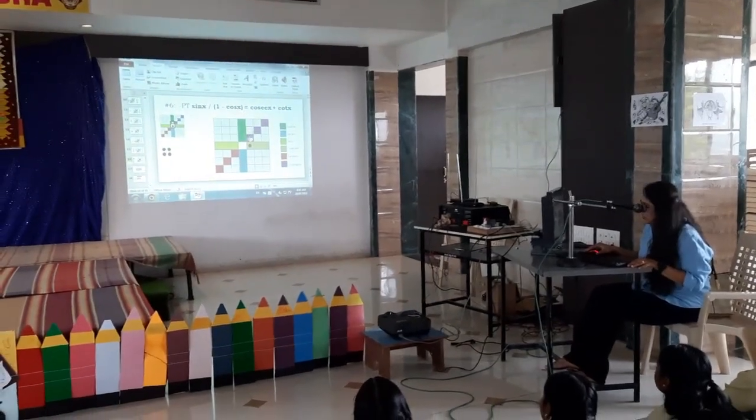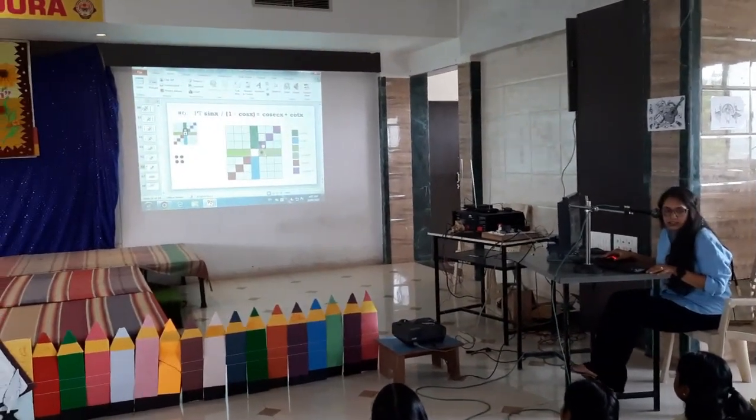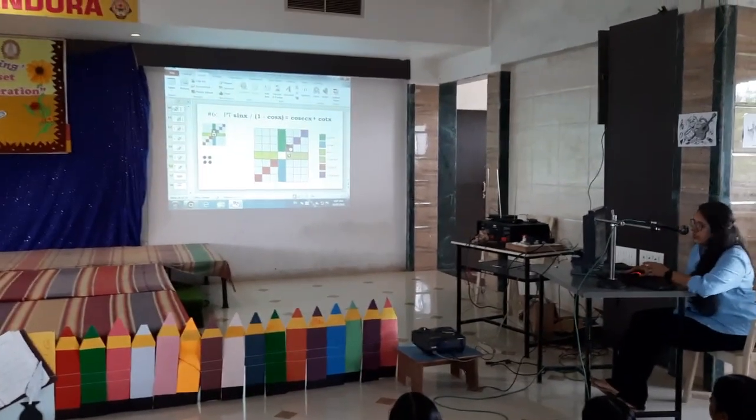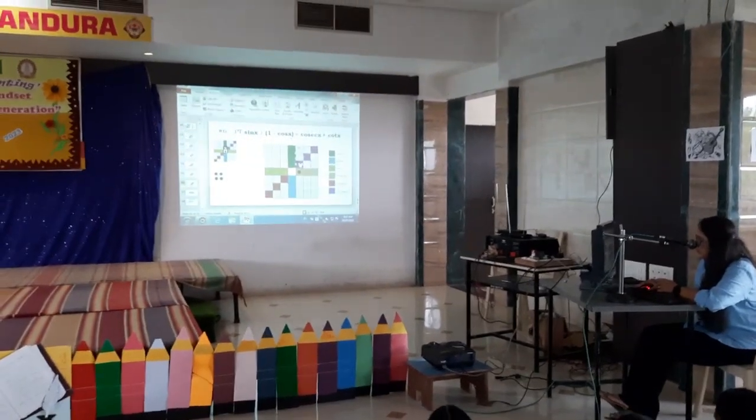So our answer is cosecant x, which is this, plus cot x, which is this. Has everybody understood this? कोई डाउट है तो आप पूछ सकते हो, I'll explain it again.